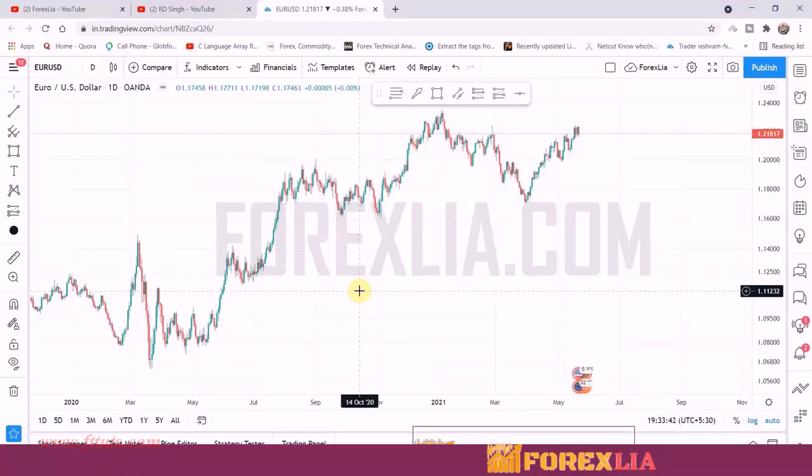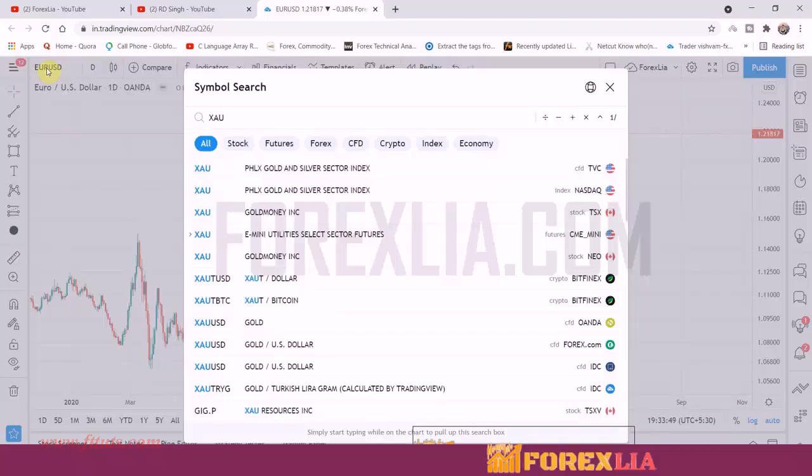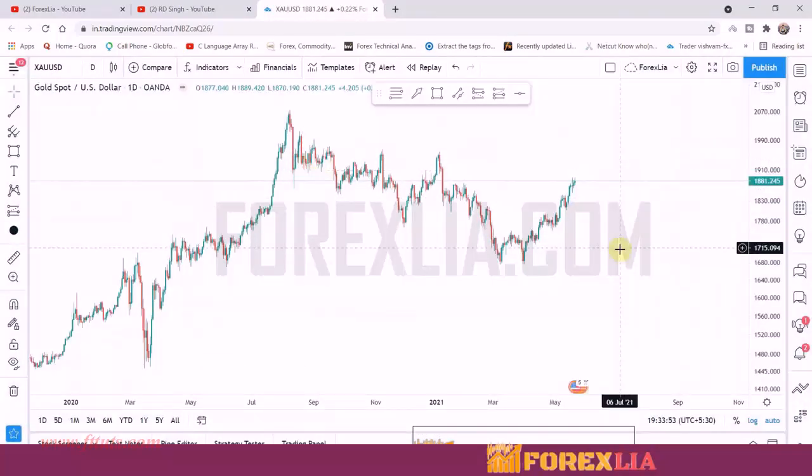So first of all, I have opened the chart of TradingView. And here you have to put the name of the pair. So here I put the name XAUUSD. This is the pair of gold. This is a pair of gold which runs on spot price. So what are we going to draw here?